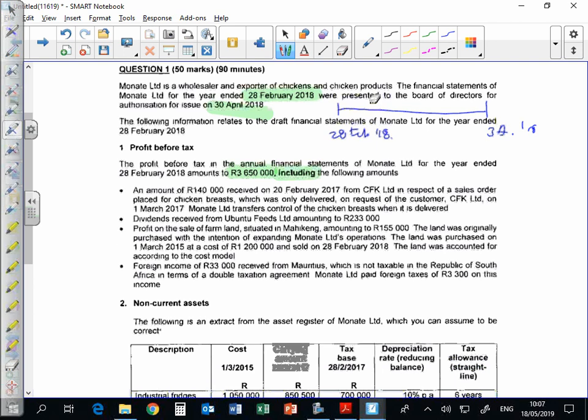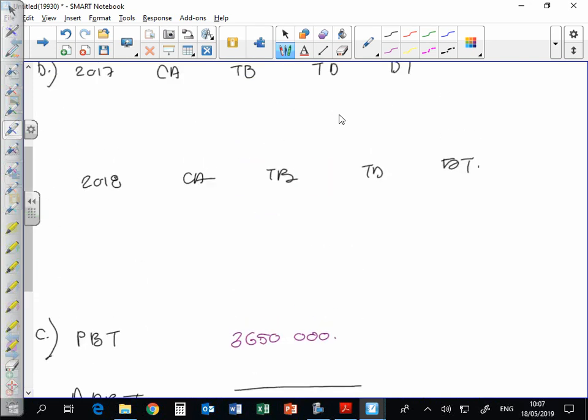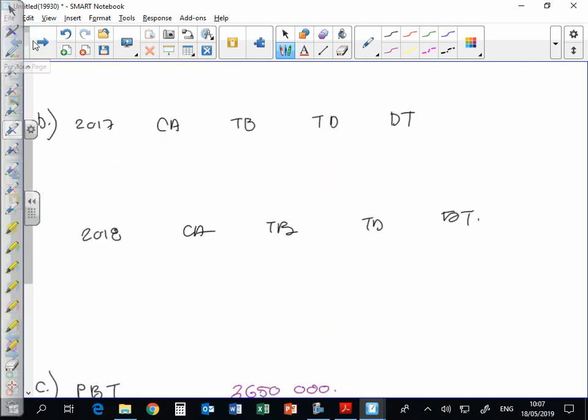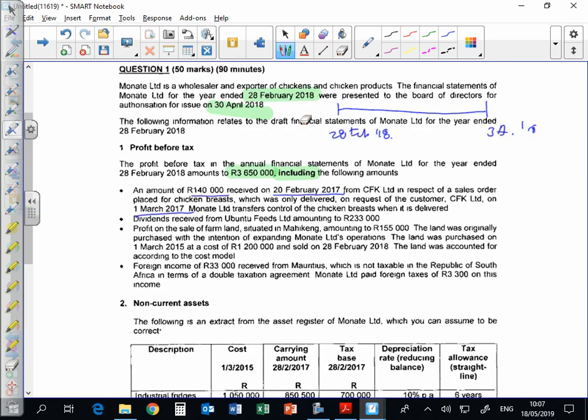And this includes the following amounts: an amount of 140,000 received on the 20th of Feb 2017 from CFK in respect of a sales order placed for chicken breasts, which was only delivered on request of the customer to CFK on the 1st of March 2017. Minante transfers control of chicken breasts as it is delivered. Now, one thing I do want to point out in this question is how extremely important timelines are, just to orientate yourselves and see where we are in the current state of things. If you had not drawn your timeline, you could have easily gotten your dates mixed up.